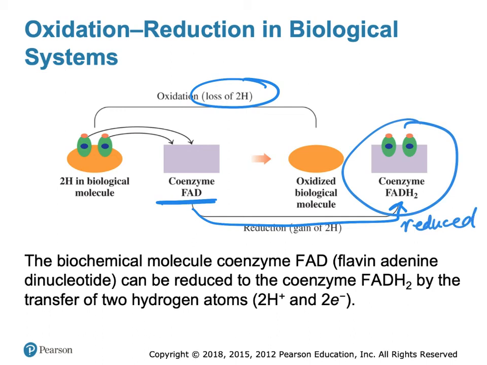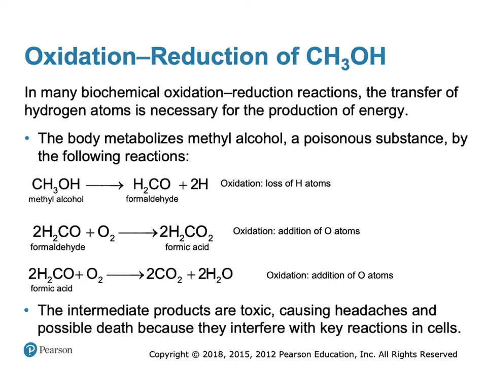It goes on to the electron transport chain, where it will transfer its electrons down a gradient to oxygen, the final electron acceptor in respiration. So similar to what I described previously, the transfer of electrons biologically typically happens in the form of hydrogen atoms.